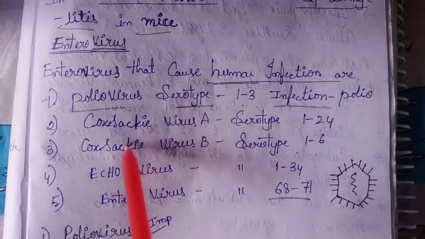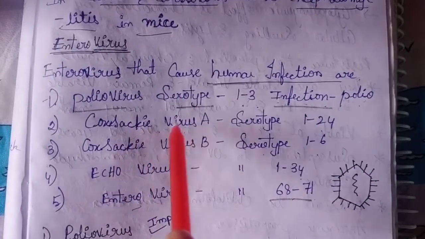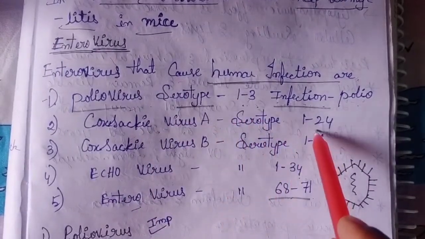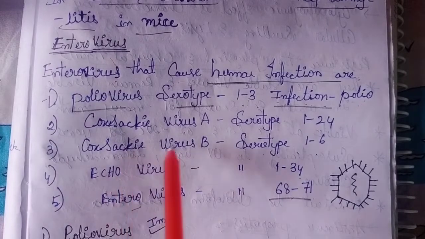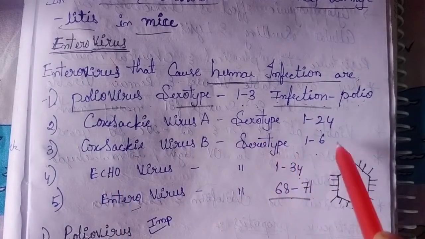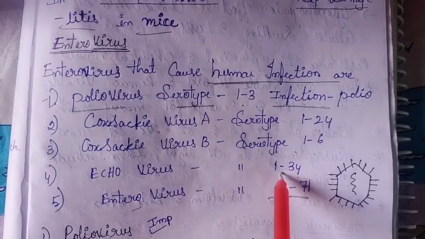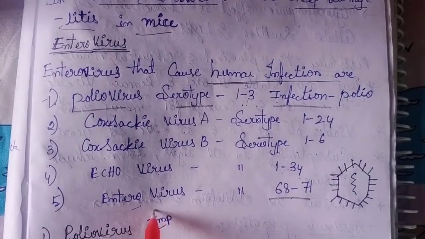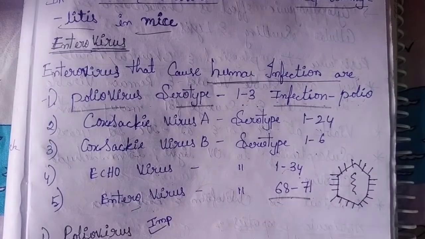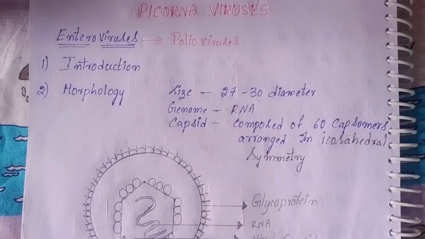Example: polio. Coxsackie virus A, serotypes 1 to 24. Coxsackie virus B, serotypes 1 to 6. Echovirus, serotypes 1 to 34. Enterovirus 68 to 71. Let's see poliovirus.